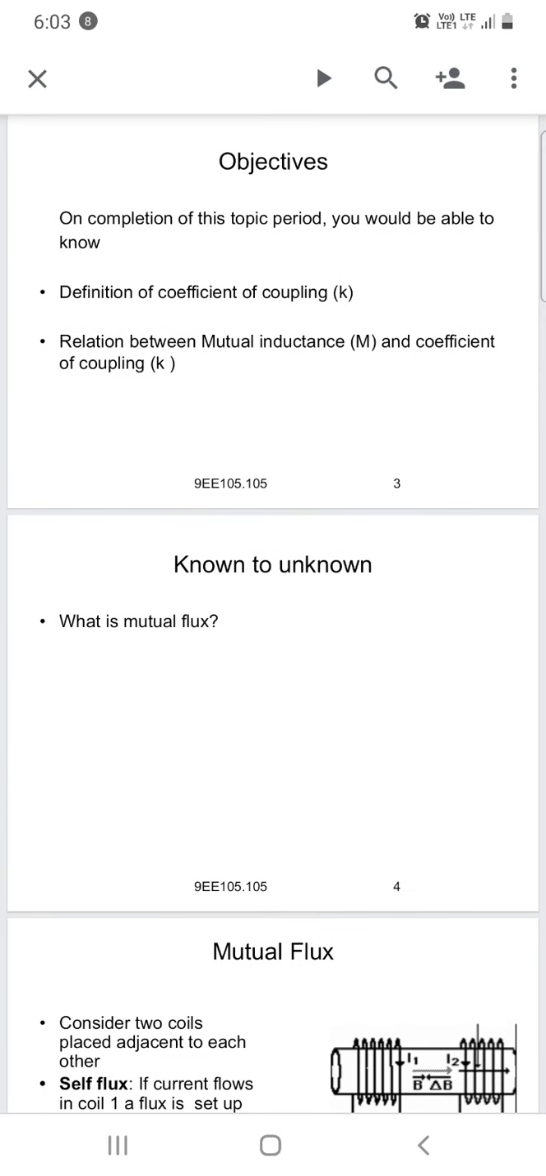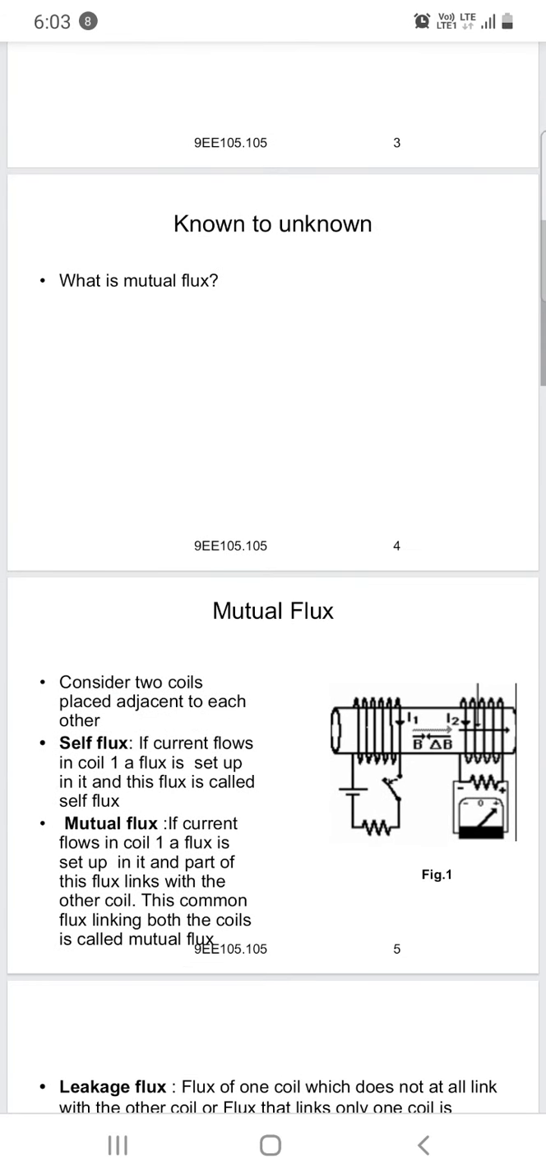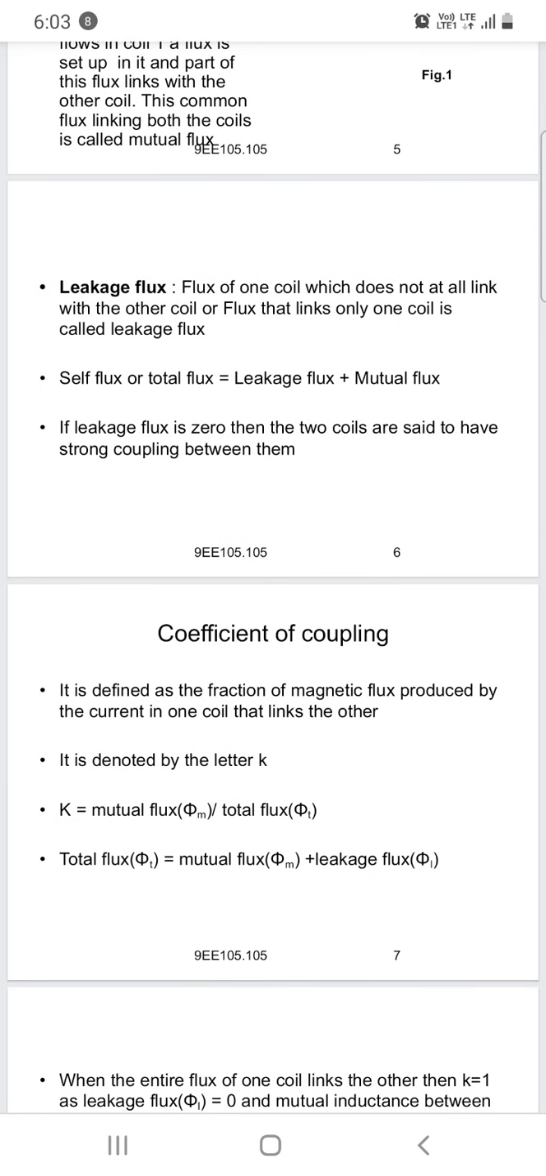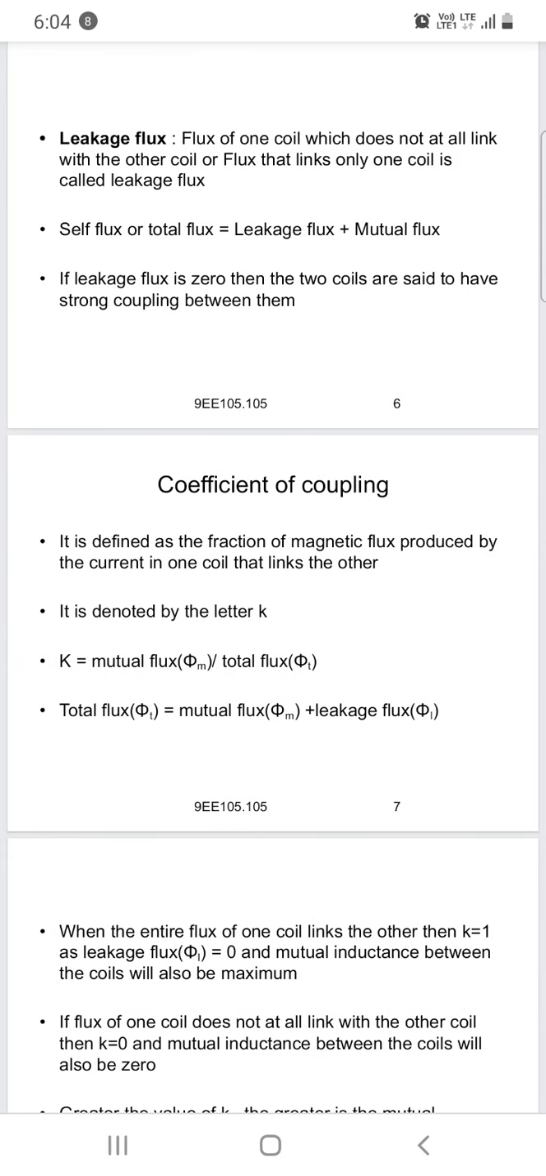Next, we discuss the definition of the coefficient of coupling. It is defined as the fraction of magnetic flux caused by the current in one coil that is linked to the other coil. It is denoted by K. Here K is equal to the ratio of mutual flux to total flux. From this expression, total flux is equal to mutual flux plus leakage flux.